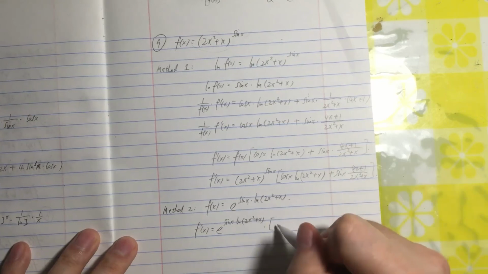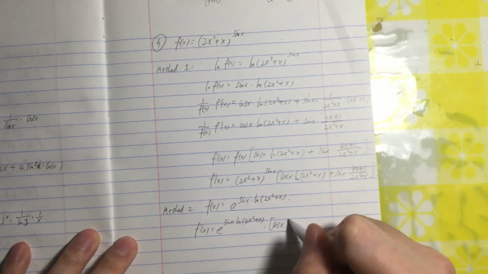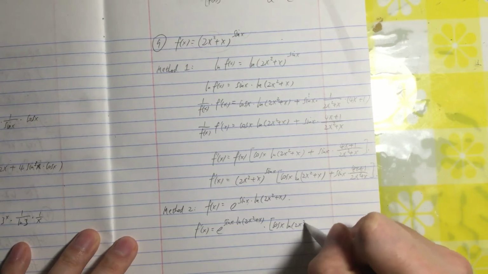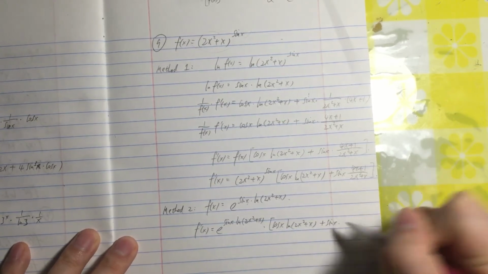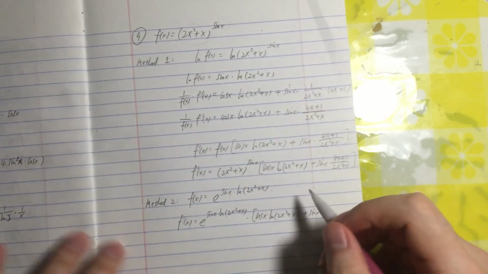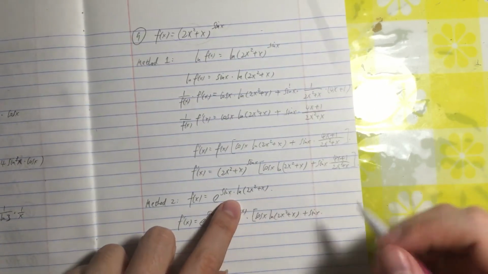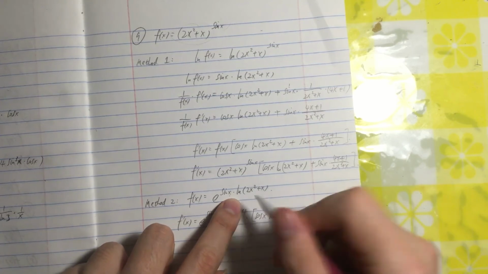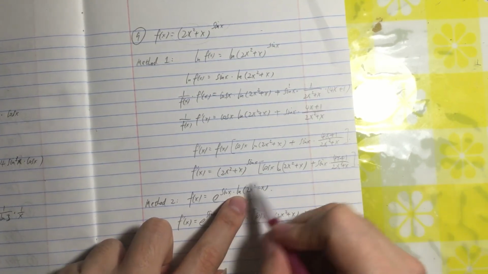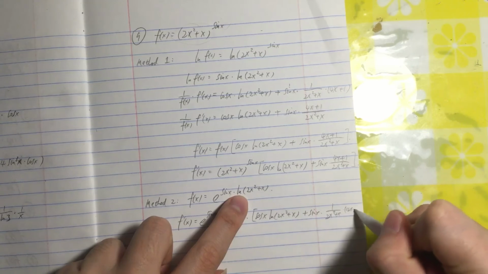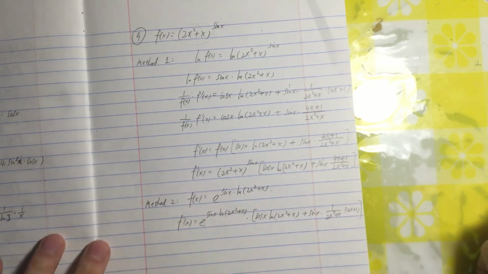Product rule says derivative of the first times the second plus the first times derivative of the second. So for Ln of 2x squared plus x, I do 1 over the inside function times the derivative of the inside function, which is 4x plus 1. Then simplify.